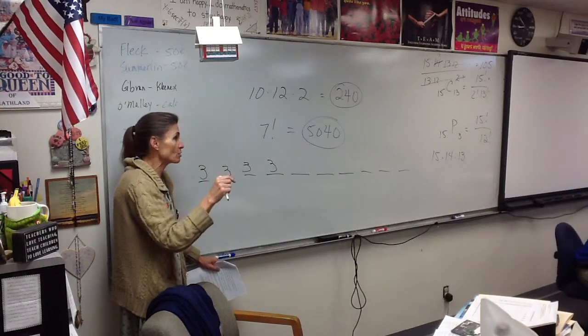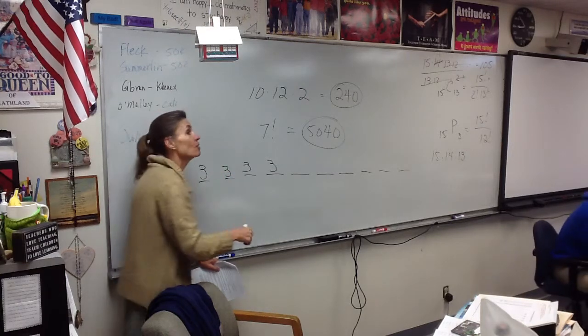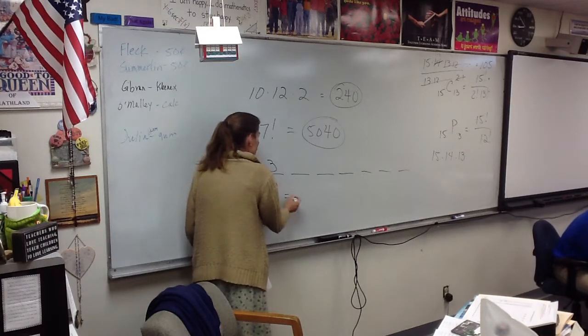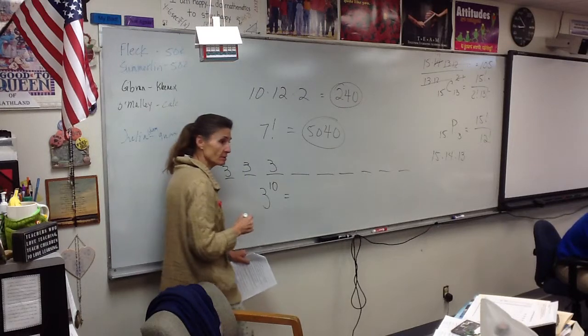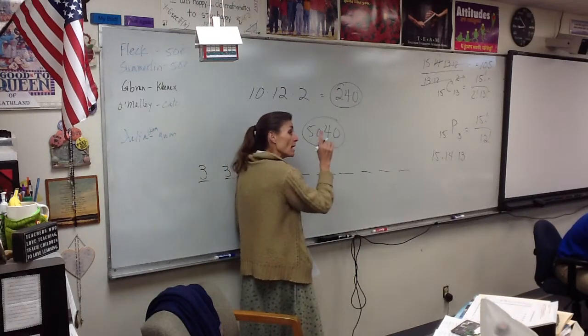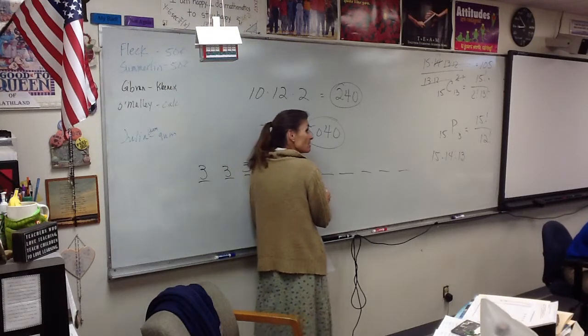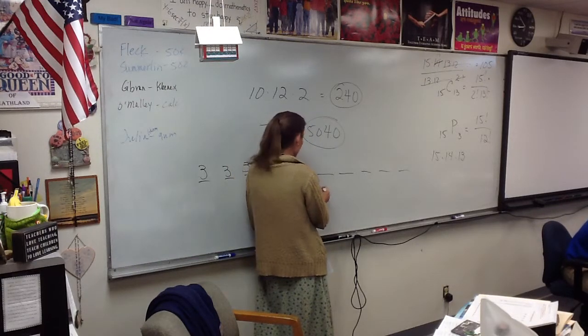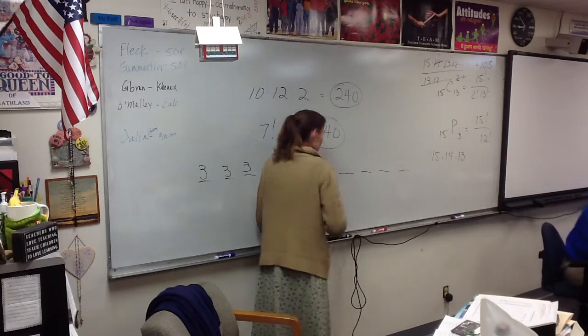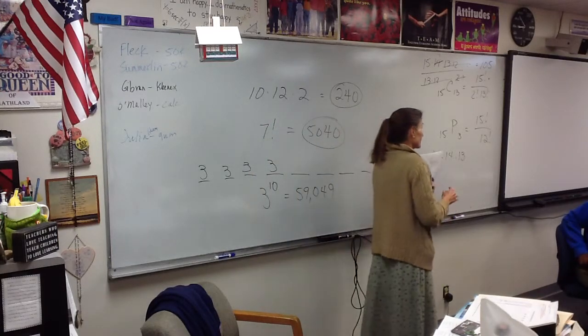So what's 3 times 3 times 3 times 3? What is that? 3 to the 10. And then I'll get out my trusty calculator and I'll type that in. And what is 3 raised to the 10th power? 59,049.